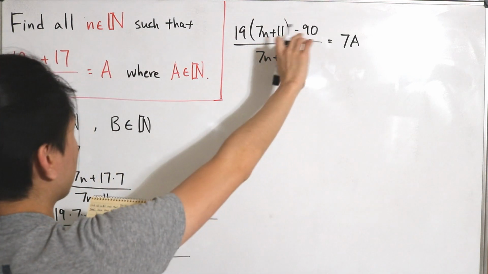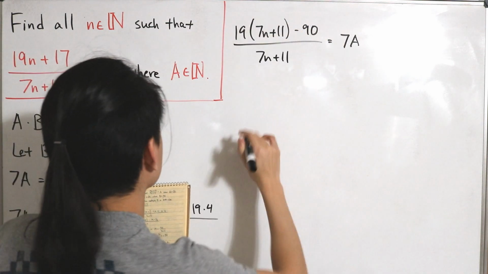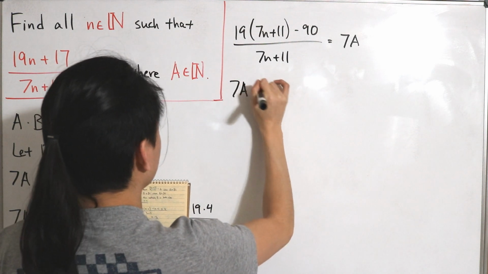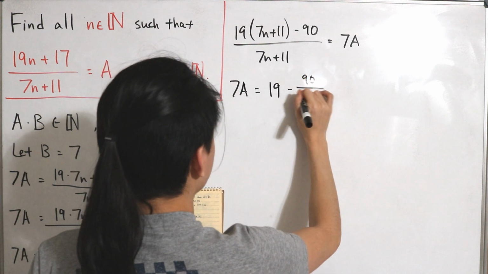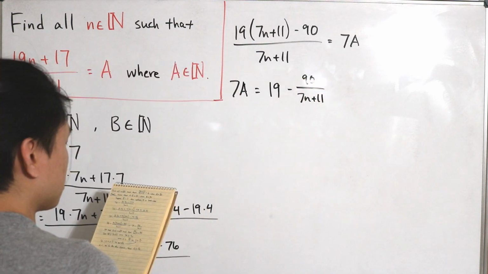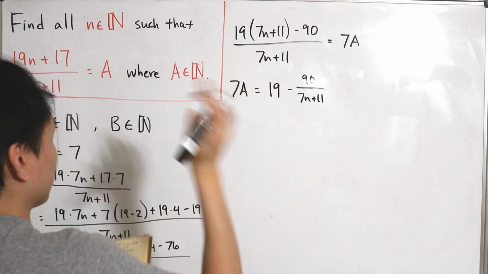And so, we can actually just split this up into two fractions, and you'll see that the first part, 7n plus 11, cancels both the top and the bottom. So this will be left with 19 and then minus 90 divided by 7n plus 11. Interestingly, obviously we know that 7a is still going to be a natural number. That's the least of our worries.